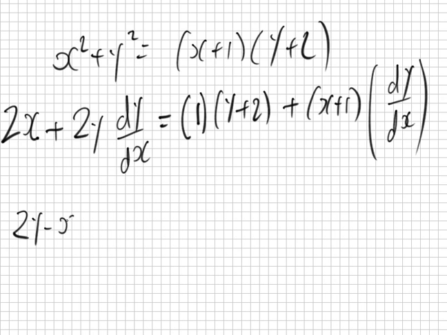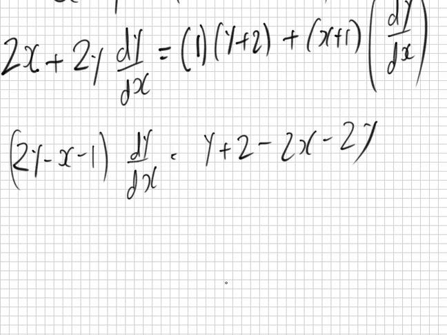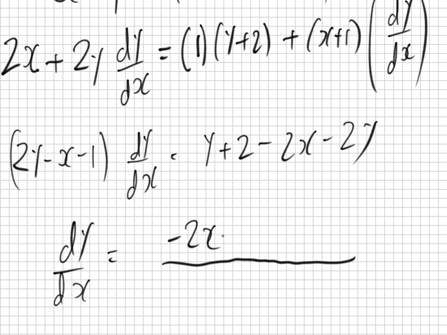Now, I have to rearrange this. But when I rearrange it, I get this. 2y minus x minus 1 dy/dx equals y plus 2 minus 2x minus 2y when I rearrange things. So I can get now dy/dx equals minus 2x minus y plus 2 over minus x plus 2y minus 1. And I think that answers the first part.